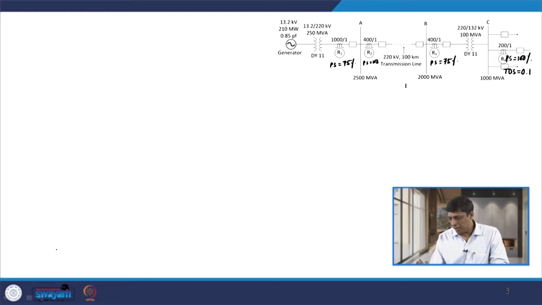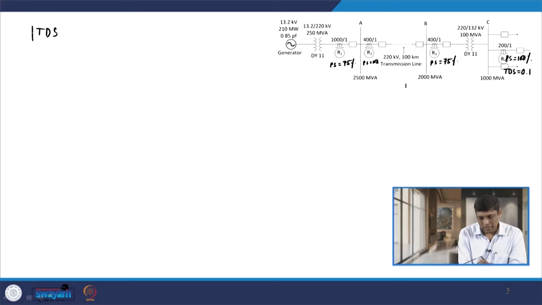In this example, the plug setting and time dial setting of relay R4 are given, and we need to calculate the plug setting and time dial setting of the other relays, that is R1, R2 and R3. In the last class we solved and calculated the plug settings of R3, R2 and then R1. So, let us now start our discussion on how to calculate the time dial setting of these relays.